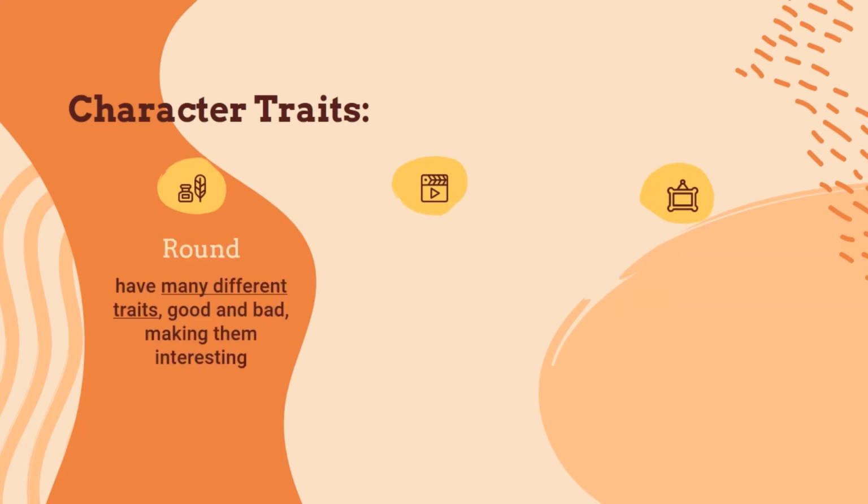Fourth, round. These characters have many different traits, good and bad, making them interesting. Like real people, they have deep or profound feelings and passions. A round character has many layers of personality. Major characters must be round characters for them to be believable. Examples are Harry Potter, Ronald Weasley, Hermione Granger, and Severus Snape.